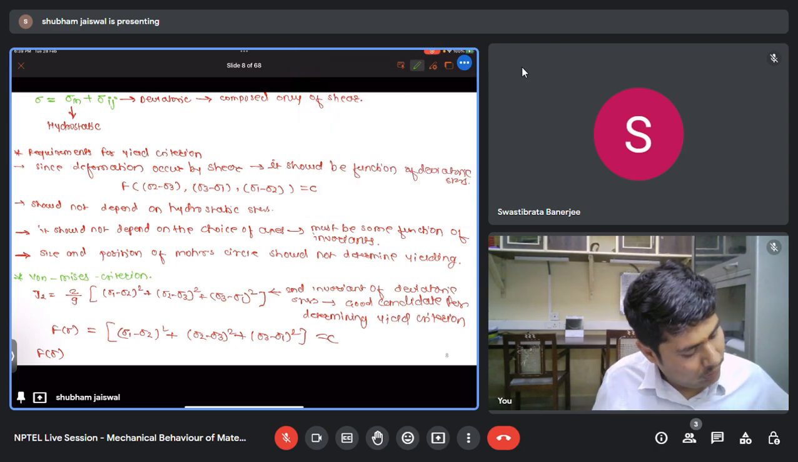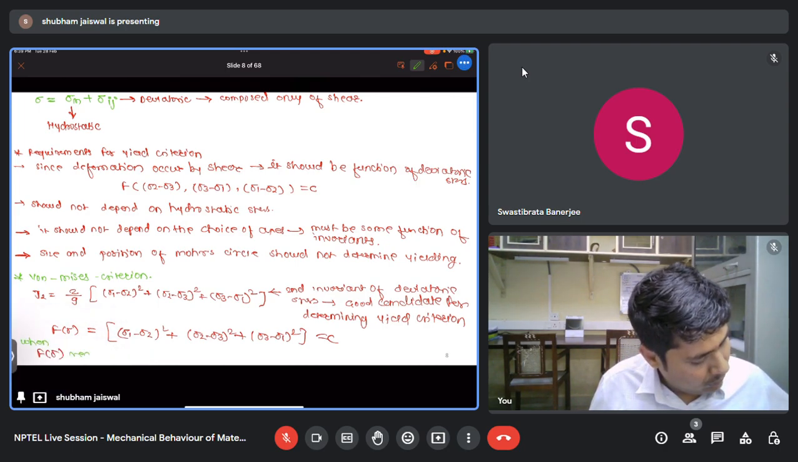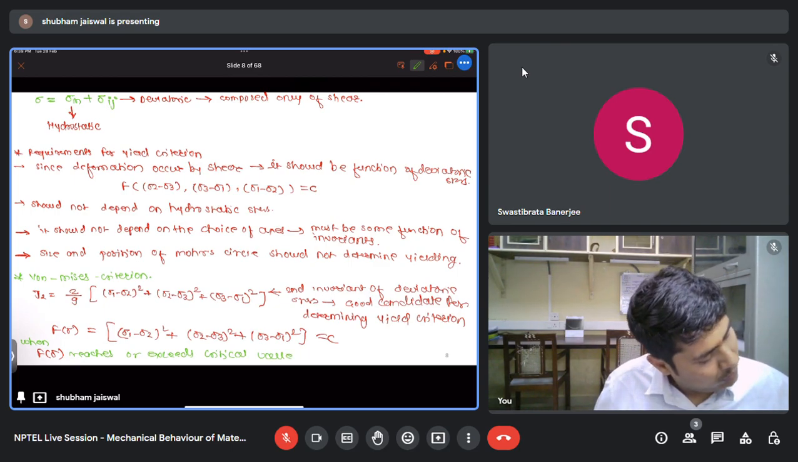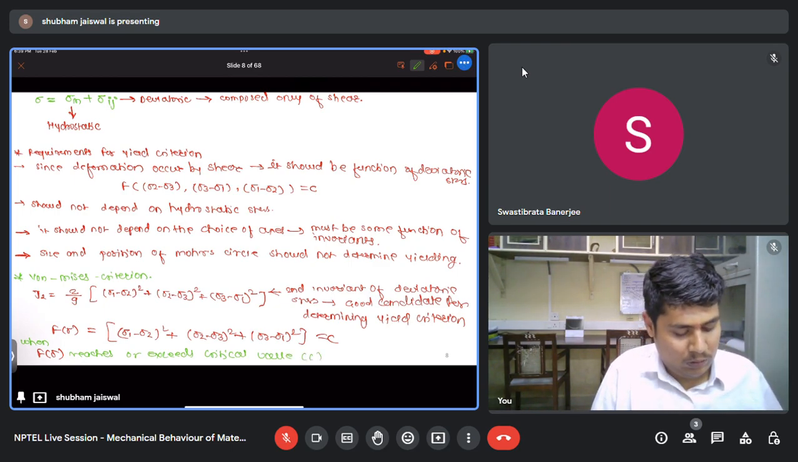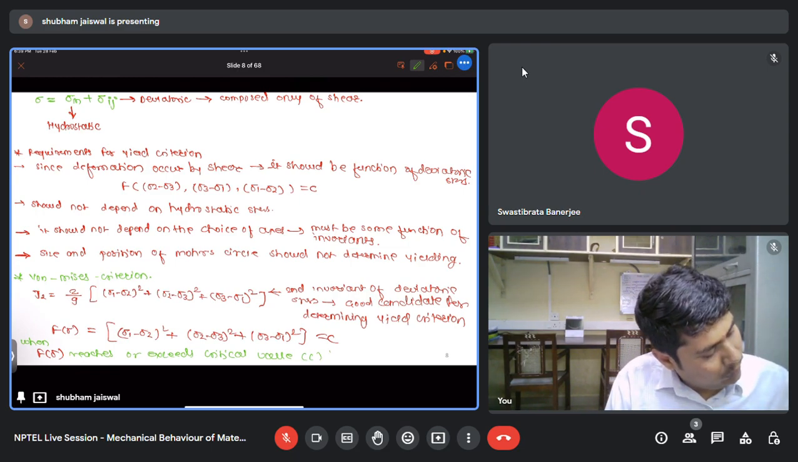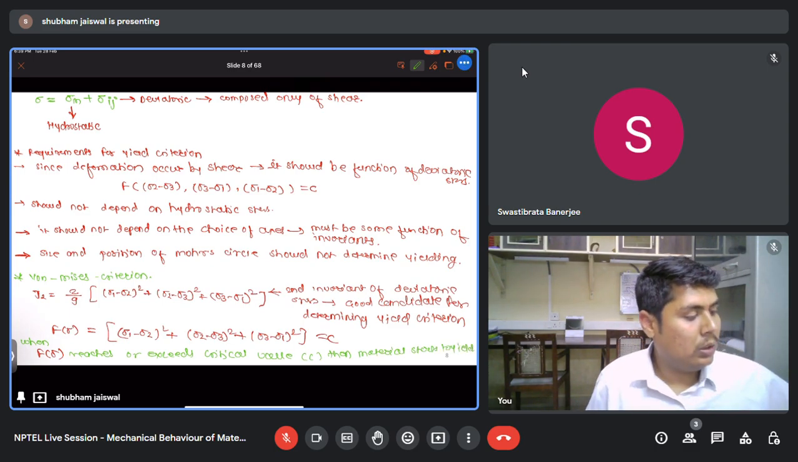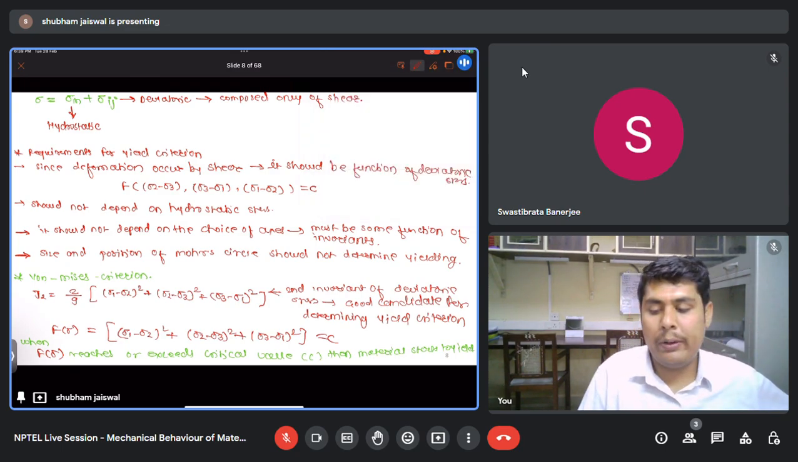So F sigma, let's see. When F sigma reaches or exceeds the critical value C, then the material starts to yield. Okay, so this is about the von Mises criterion.